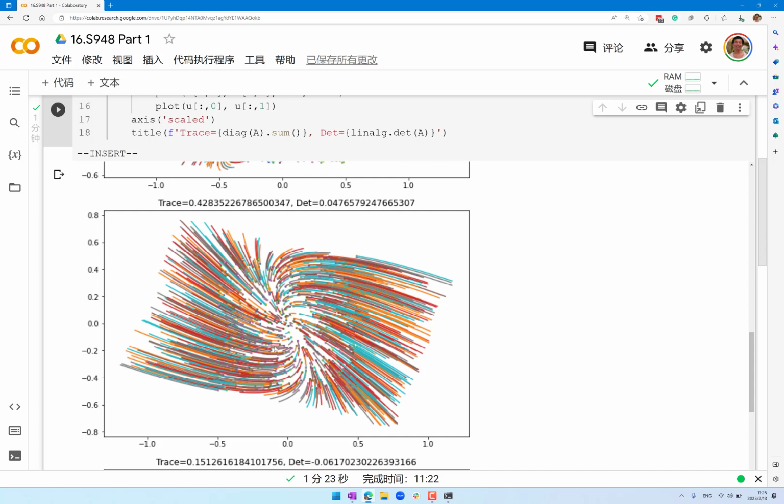Okay, any questions before we go to how we actually compute these eigenvalues?